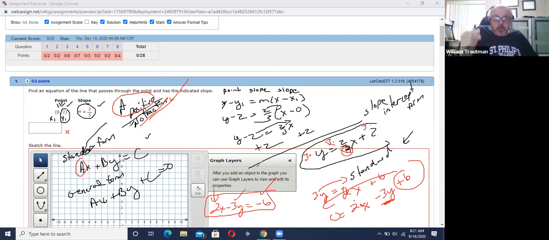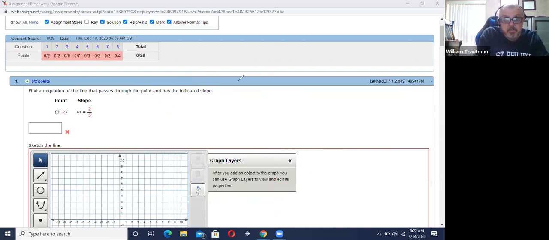That's general form. Standard form, if this was in standard form, it would look exactly the same, except the 6 would be taken over to the side with it. Okay, so this is standard form, and this is general form. All right, just another quick algebra review. Moving on to the next question.